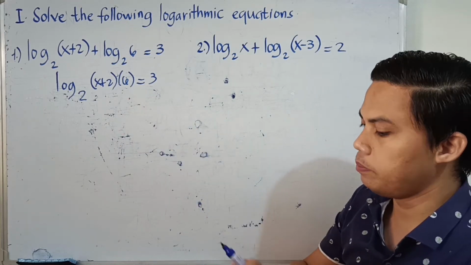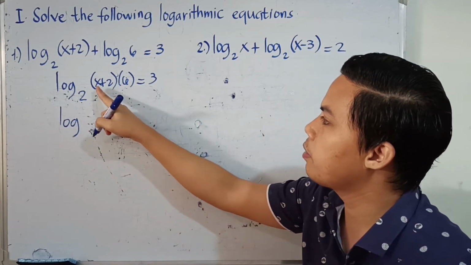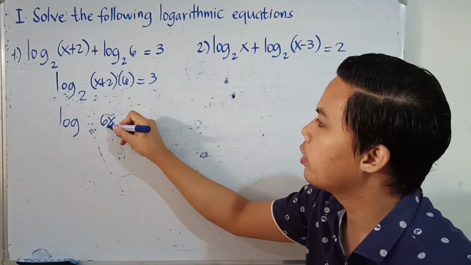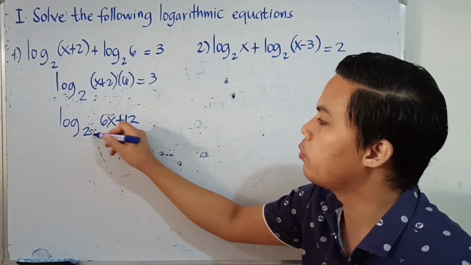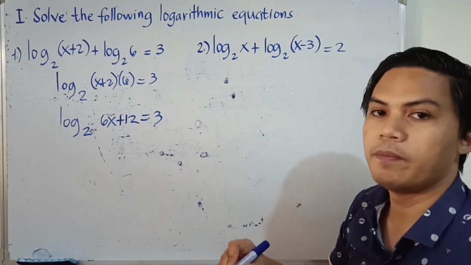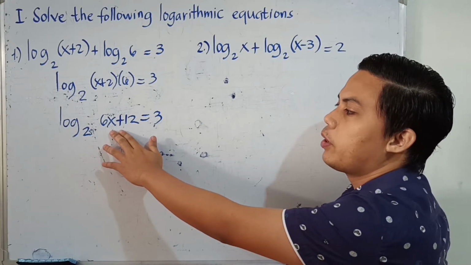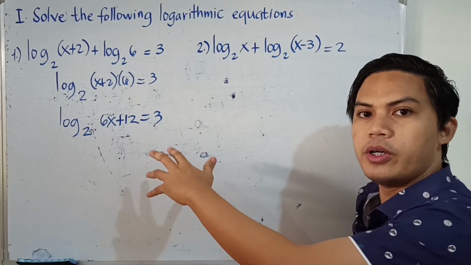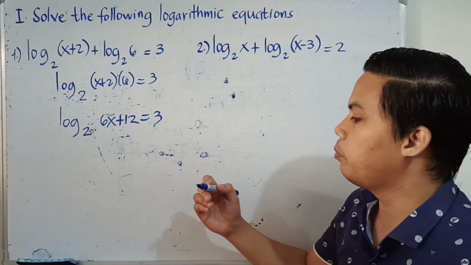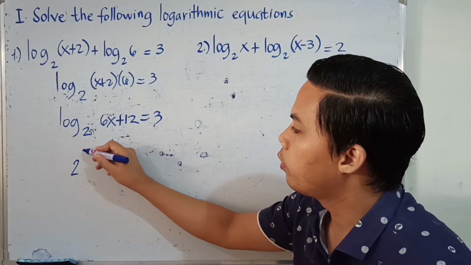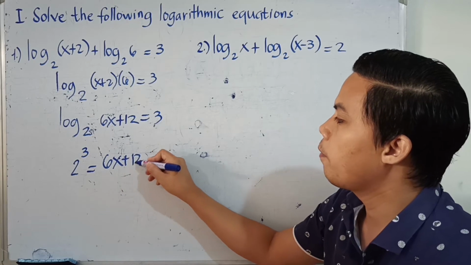So it will become the logarithm of 6 times x, that is 6x, 6 times 2, that would be positive 12, to the base 2 is equal to 3. After simplifying our argument part, we are going to transform now our logarithmic function into an exponential expression. So it will become 2 raised to 3 is equal to 6x plus 12.